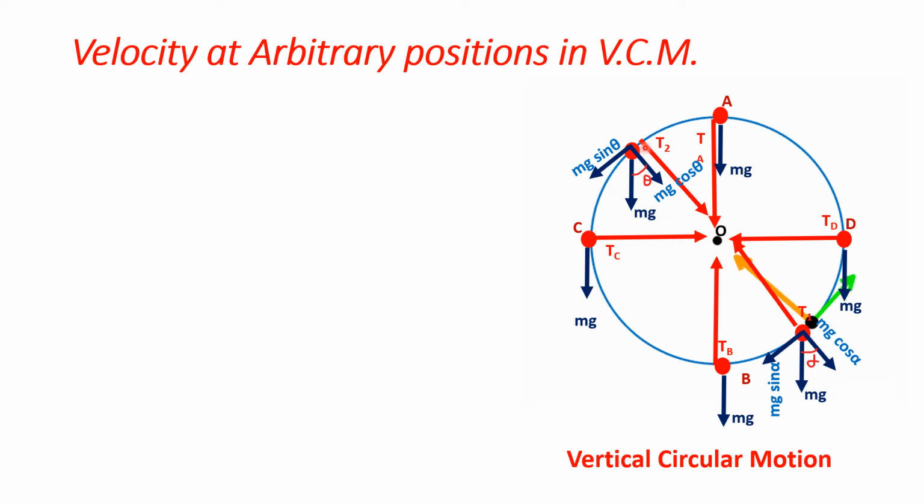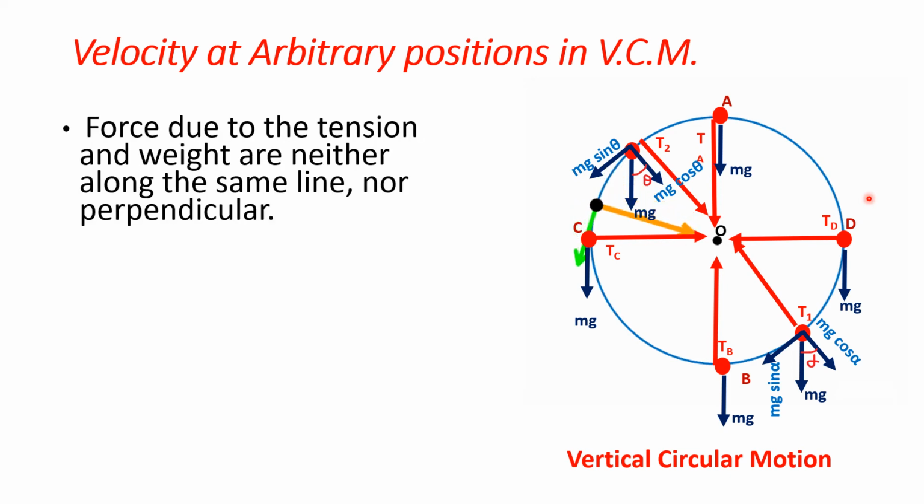So at points T2 and T1, the mg vector and the tension vectors are neither parallel to each other nor lying along the same line. So the tangential component gives the direction of the speed of this bob while performing vertical circular motion.